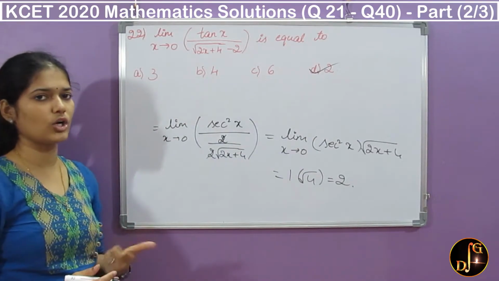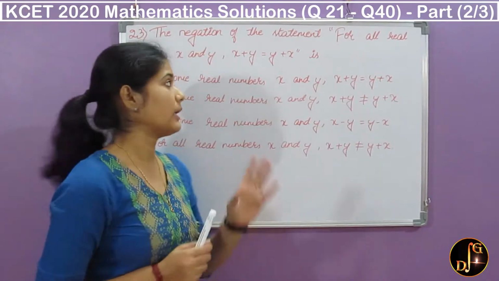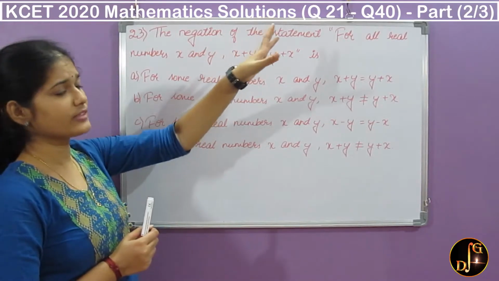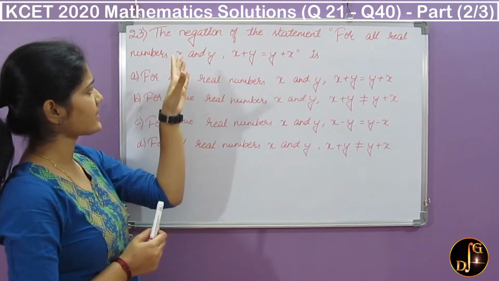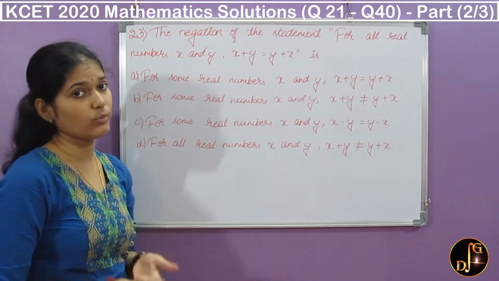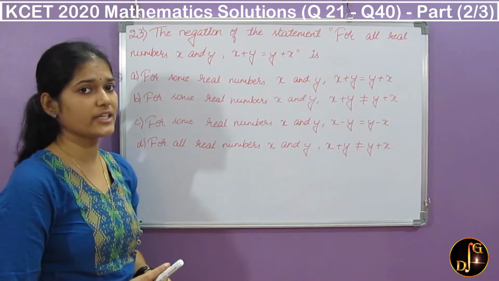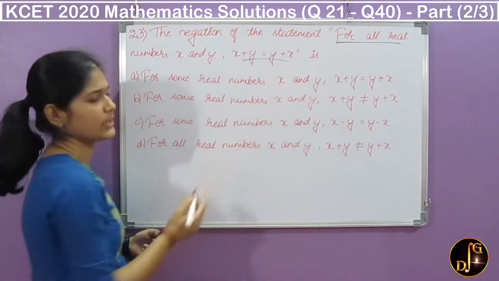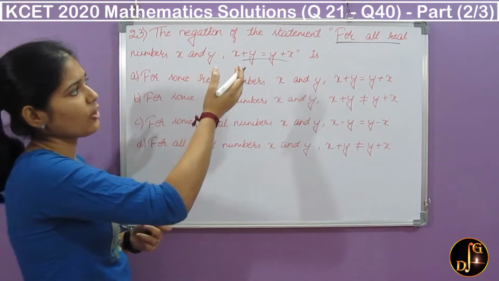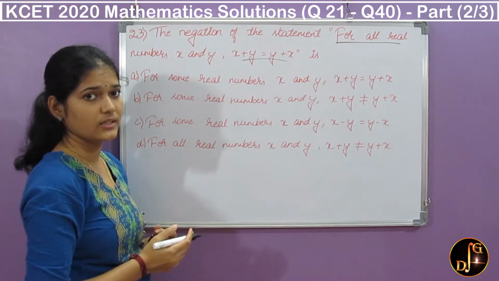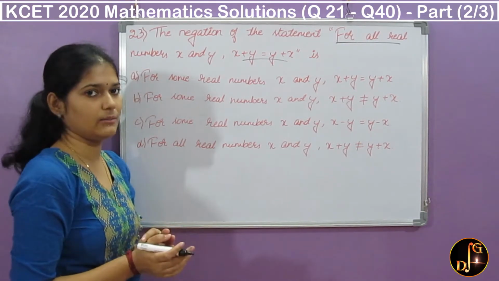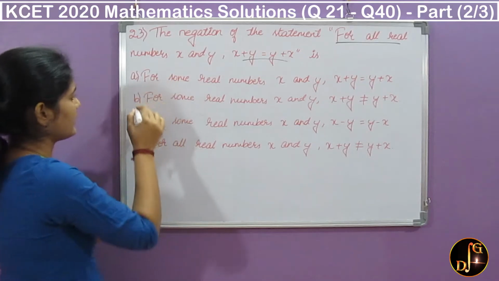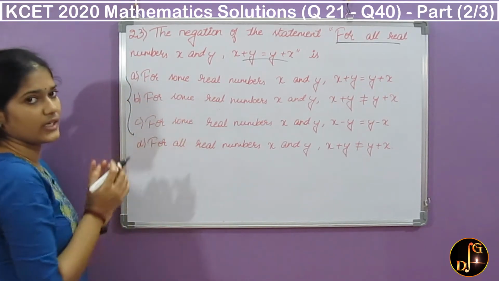Now let's move on to the next problem. In this problem, they have asked us the negation of the statement for all real numbers x and y, x plus y is equal to y plus x. What is the negation? We have to negate this statement, right? What is the negation of for all real numbers? That is for some real numbers, right? For some, in 3 options we have for some real numbers.